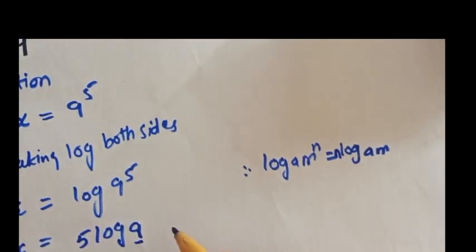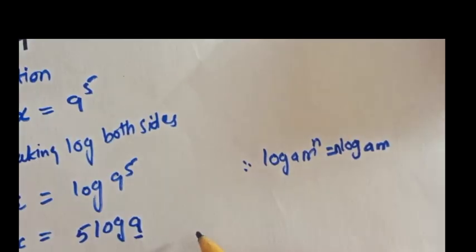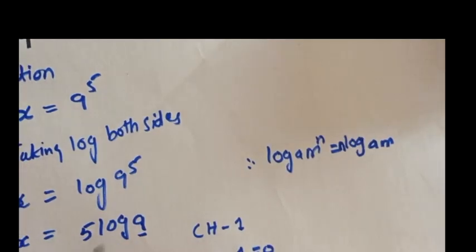How will I find out the characteristic? By applying the formula: number of digits minus 1. The number of digits is 1, minus 1 is 0. So my characteristic is 0.